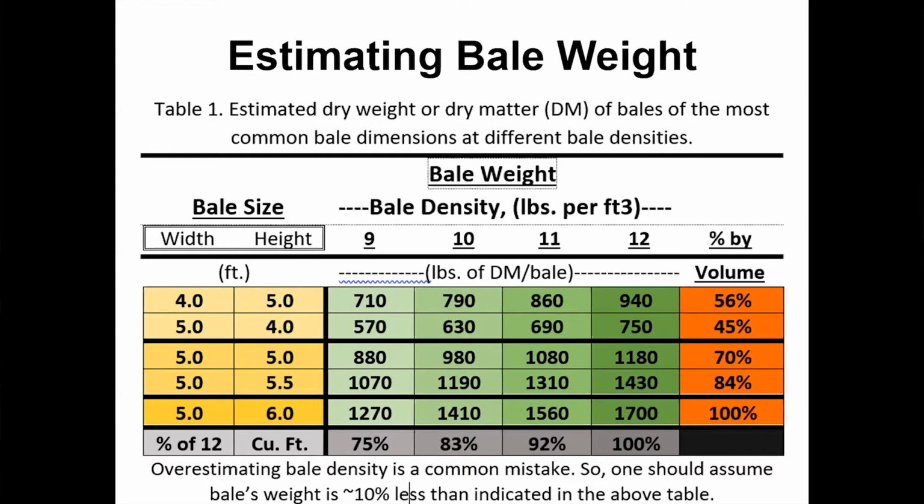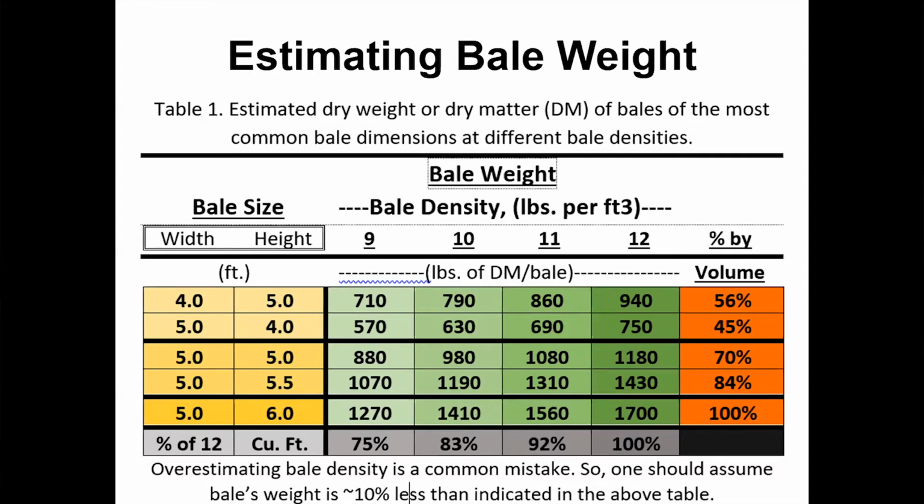The way to read this is the 2 columns on the left in yellow are the size of the bale, the height and the width. And then the next 4 columns are the density of the bales. You'll notice that the density is in terms of pounds per cubic foot. I'll give you on the next slide a very simple way of estimating bale density. But you'll notice that a very loosely baled 4 foot wide by 5 foot tall bale might only be 700 pounds of forage dry matter per bale, whereas a very tightly packed 5 by 6 bale can be as high as 1,700 pounds.